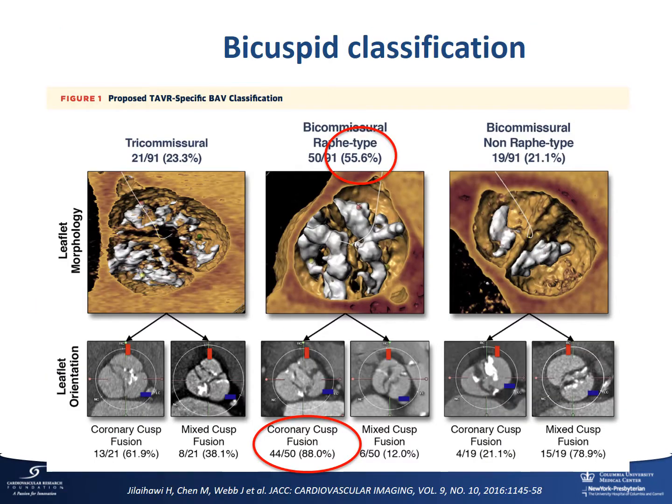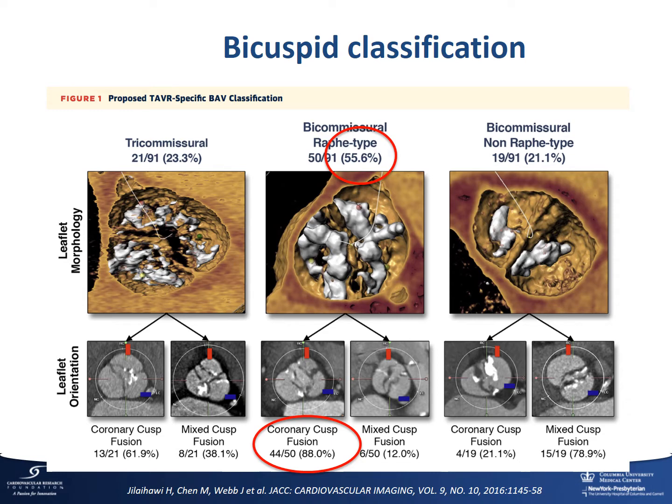I think one of the challenges with bicuspid early on, and still remains a challenge, is there's a lot of variability in disease presentation. And this is a new proposed classification by Hasan Jilaihawi. Typically we do it as type 0, type 1, type 2. But in terms of TAVR, the more relevant thing is, where is the calcium? How is the valve going to expand? And this new proposed classification tries to address that.